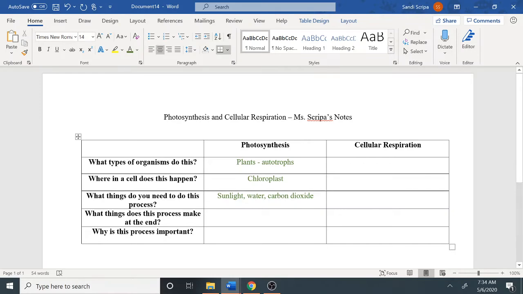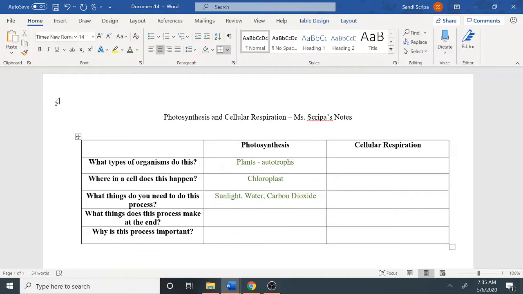That carbon dioxide is coming from the air, and the water is usually coming from the ground, underneath the plant, where the plant uses its roots. So in order to do photosynthesis, plants need sunlight, water, and carbon dioxide from the air. That's what they start with. And once the plant has those things, it's able to do photosynthesis.